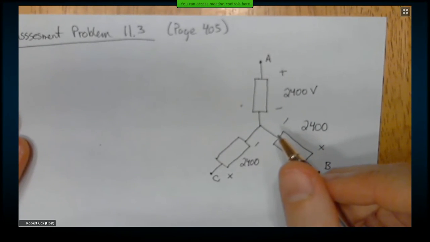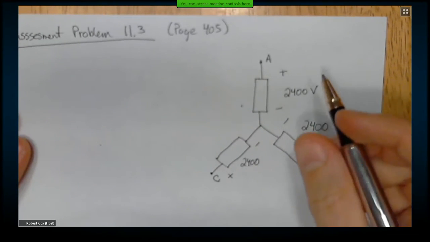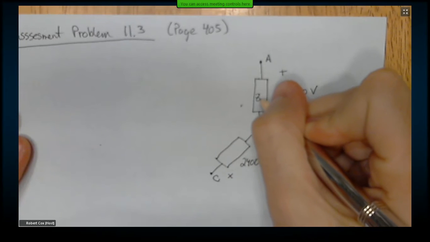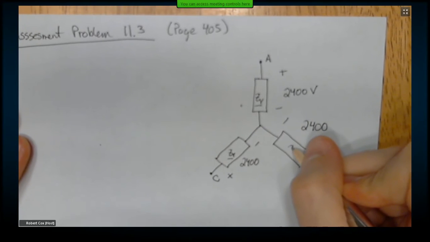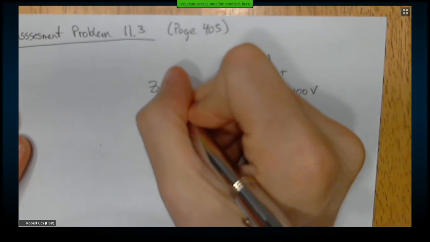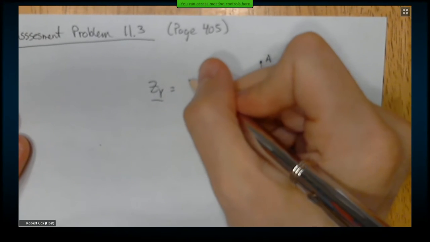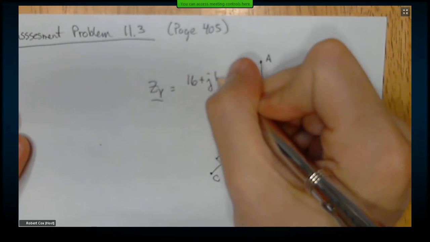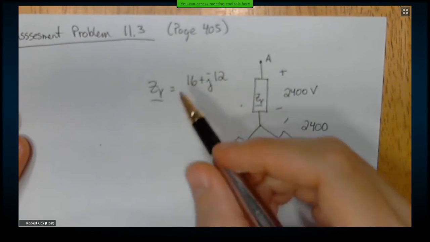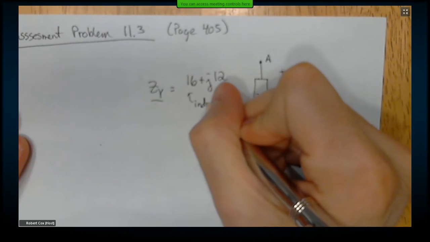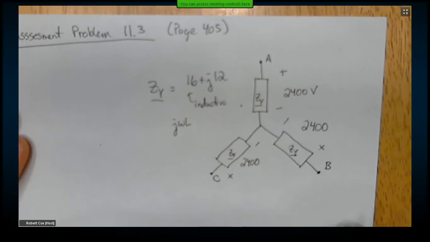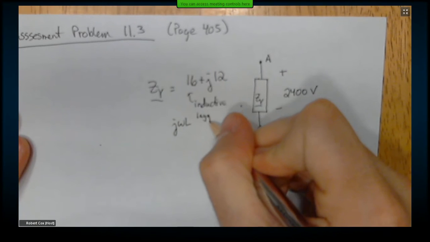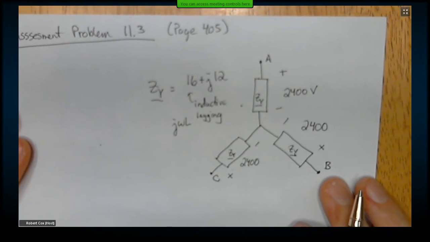The load has an impedance of 16 plus J12 ohms per phase. So they've told me that this, I'm going to call that ZY, is the same for each of these. ZY equals 16 plus J12. That tells me this has to be inductive, to refresh our memory, because impedance is J omega L. If it's positive there, that means it's an inductive load, which means I could also say it's lagging. This is going to have a lagging power factor if we eventually get to that.